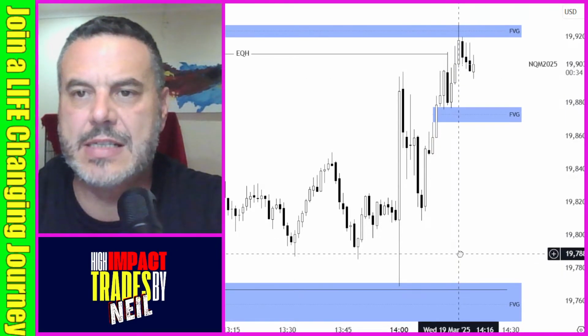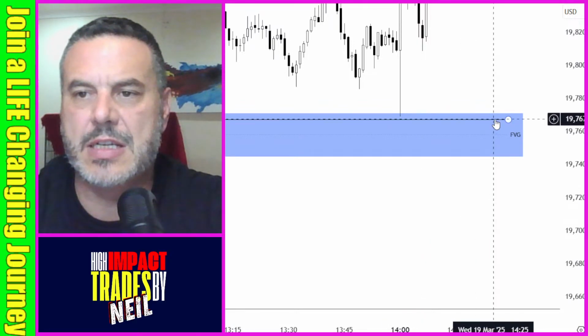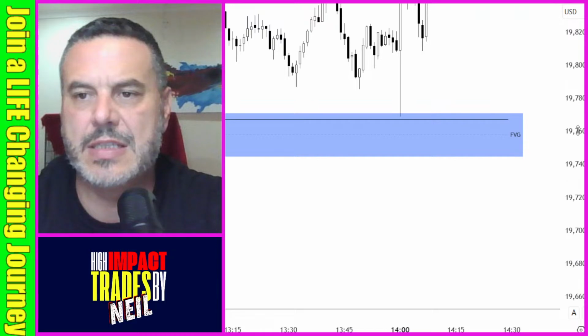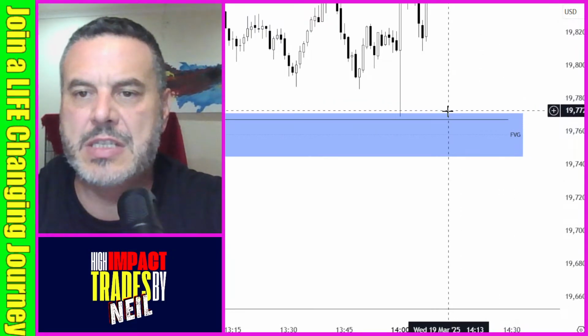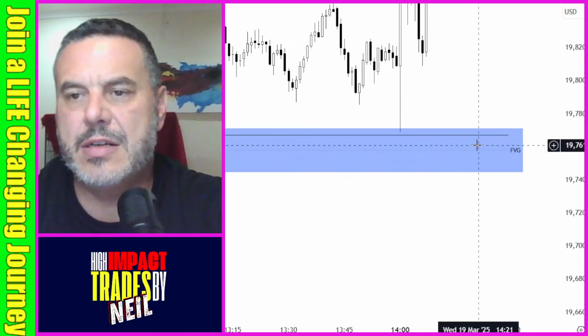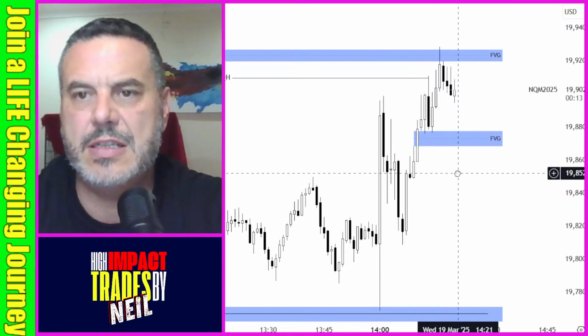And if I set targets, this will be my first target, this 19767 or 19760. If it's smashed through it, then I'll go for the lower target, which is at that 19653. But for now, let's just say 19760.